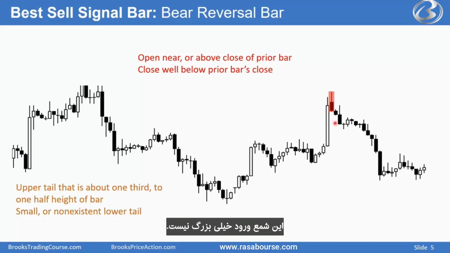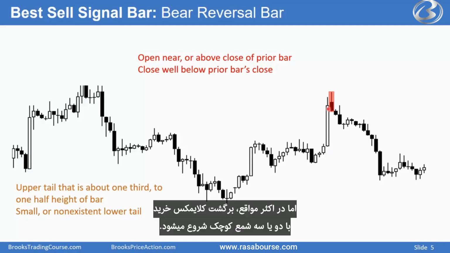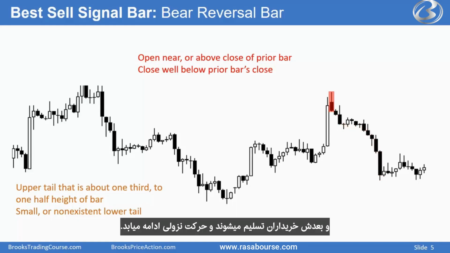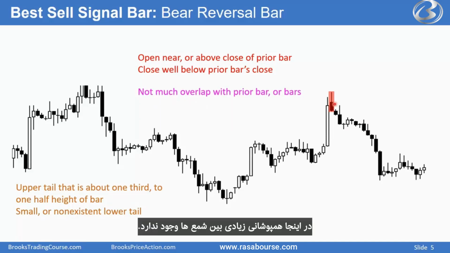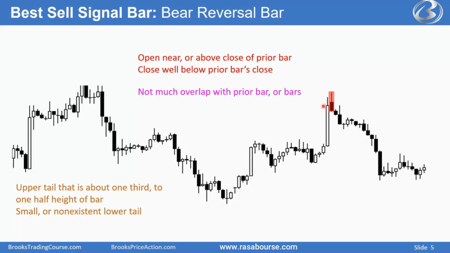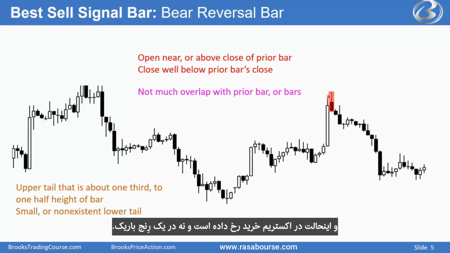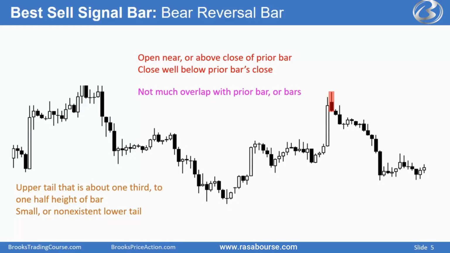That's not a particularly strong entry bar for the bears. It's small. However, a lot of times after a buy climax, the reversal begins with two or three small bars before traders finally give up, the bulls finally give up. Again, not much overlap with the prior bars. It overlaps, obviously, the bar before, but not the bars before that. It's happening at an extreme, not in a tight trading range.